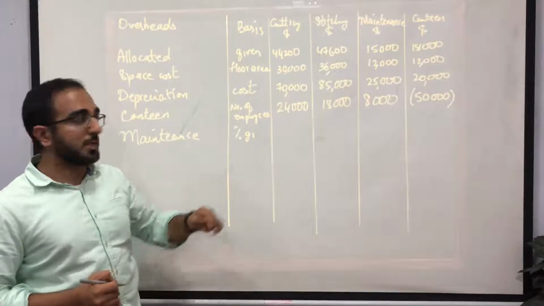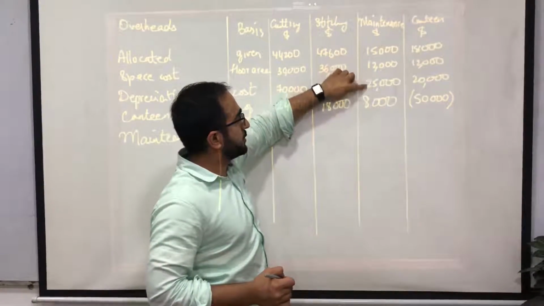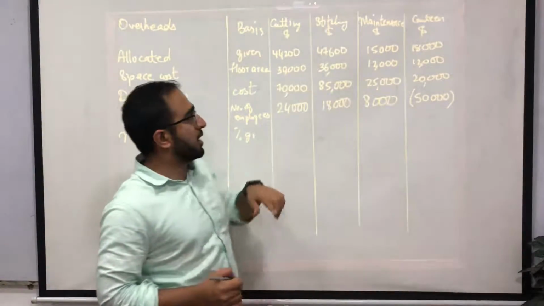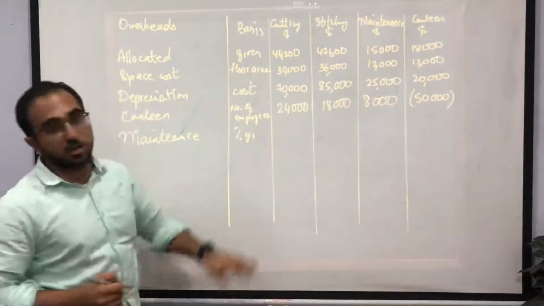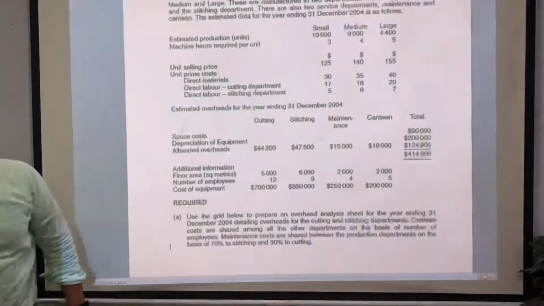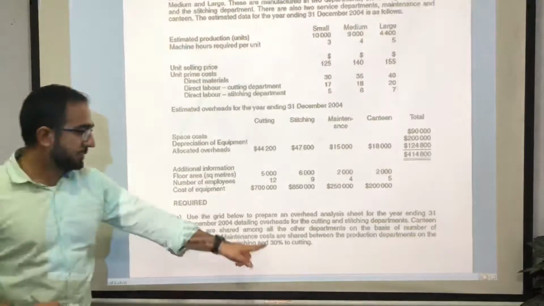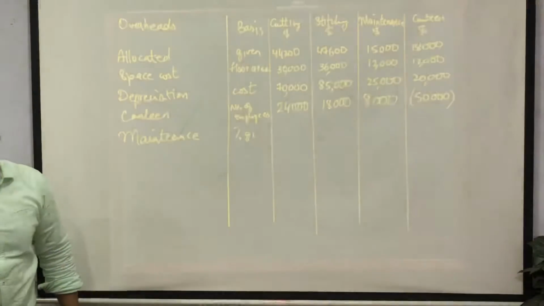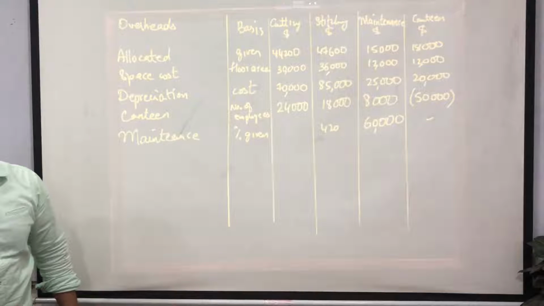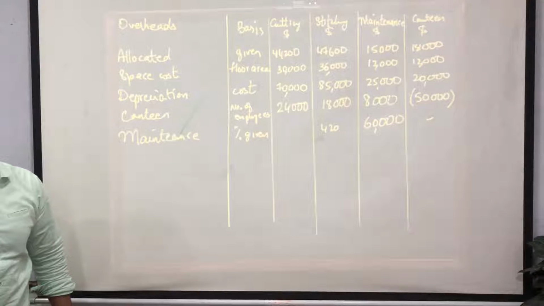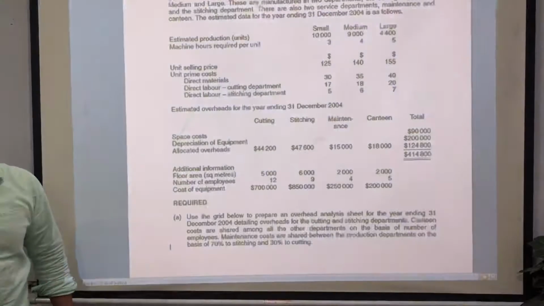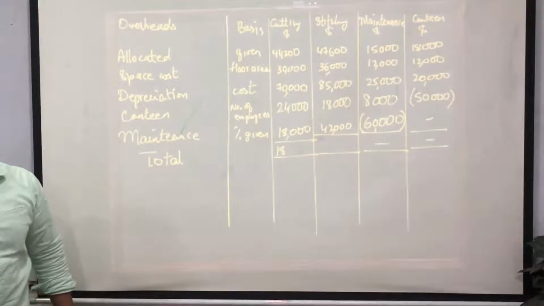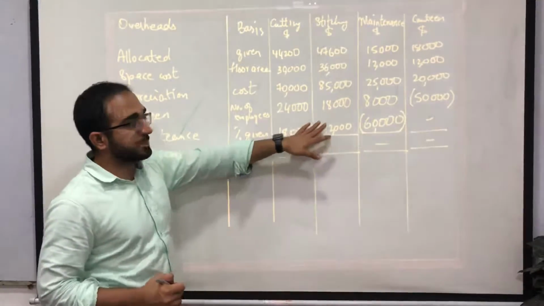Let's add all of them. 15,000 plus 12,000, 25 and 8. That's a total of 60,000. You take out 60,000 from here, and you give it to these two on the basis of 70% to stitching and 30% to cutting. So 70% of 60,000 and 30% of 60,000, and so once you get 18,000 and 42,000.